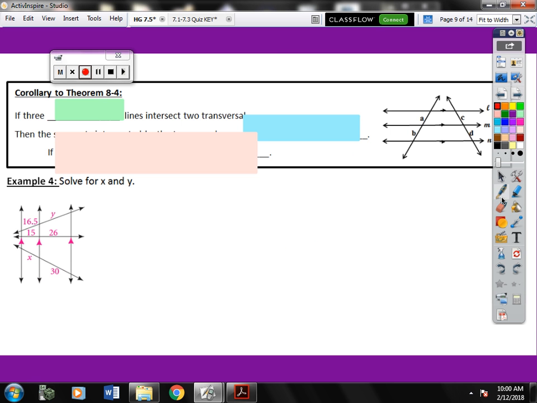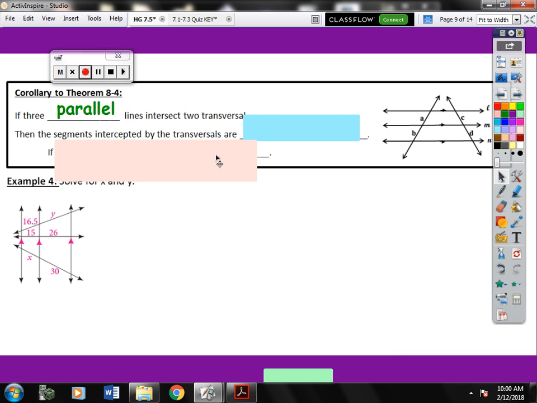So on the back, they have a corollary, which is like an extension of the side splitter theorem, which basically just says if you don't have a triangle, but you do have 3 parallel lines or more, you could have 4, and you have 2 transversals that are coming through them. So if you have 3 parallel lines intersected by 2 transversals, then the segments intersected by the transversals will be proportional. So it's basically the side splitter theorem just without the triangle in the picture.